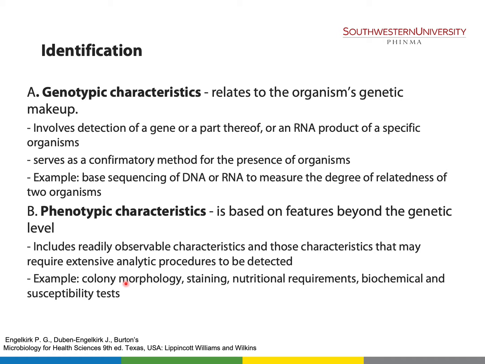So identification is further classified into two. You have your genetic characteristics and phenotypic characteristics. So genetic characteristics relates to the organism's genetic makeup. It involves detection of the gene or a part of or an RNA product of a specific organism. It may serve as a confirmatory method for the presence of the organism. So common examples, you have your base sequencing, DNA or RNA, to measure the degree of relatedness of the two organisms.